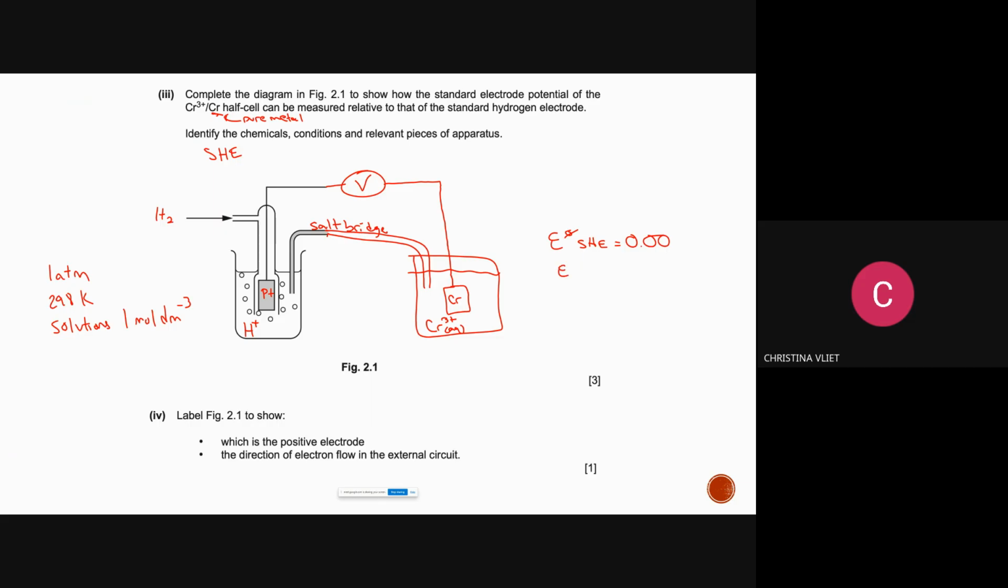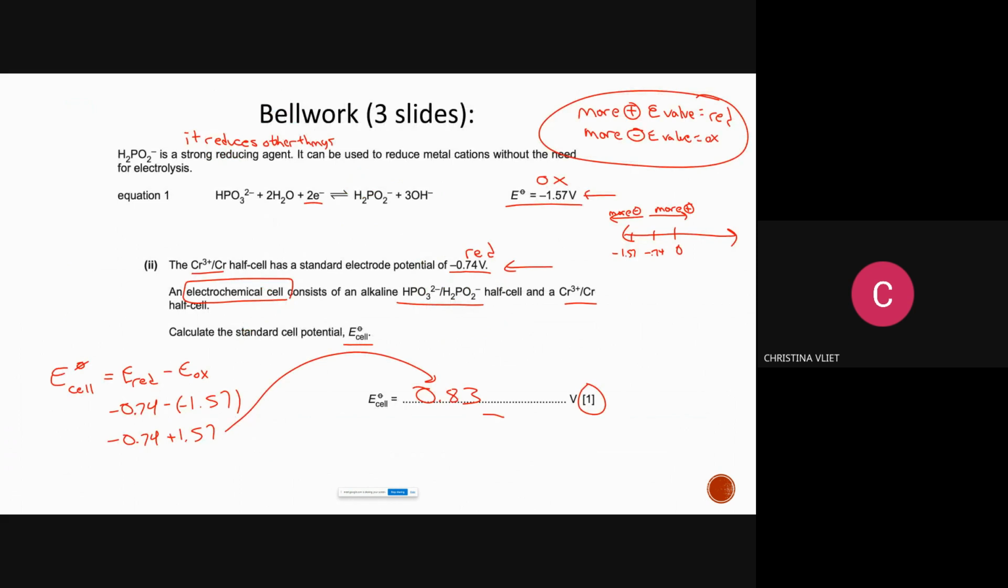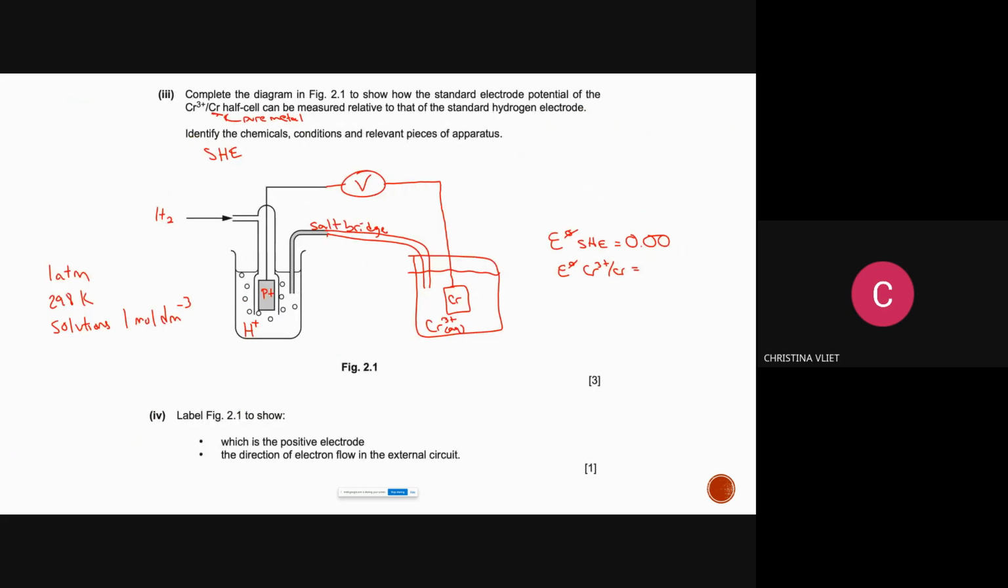And the E of Cr3+ to Cr, we had it on the other page. What was it? Because here it's negative 0.74. So which one is the positive electrode? Because in order to determine the positive electrode, you need the numbers. The one that's more positive is the positive electrode. So the positive electrode is the sheet. So the signs would be plus, minus, like that.